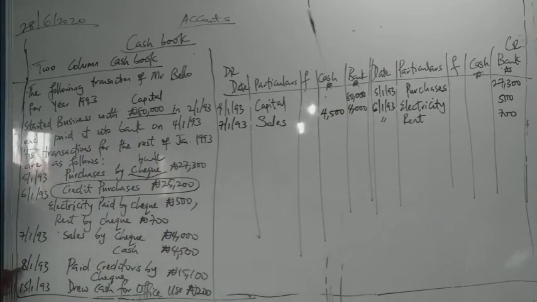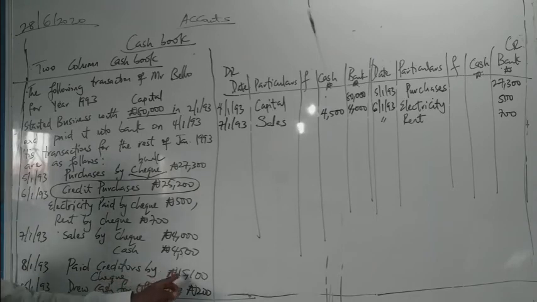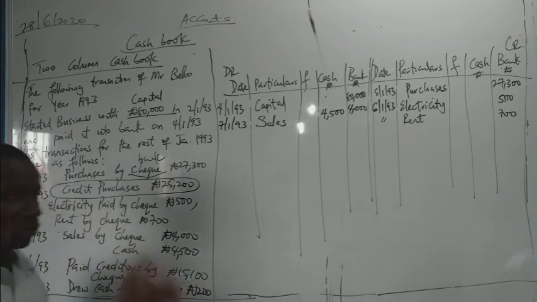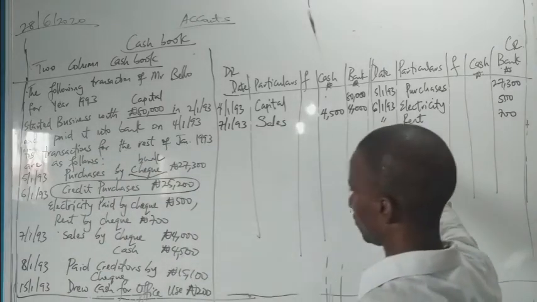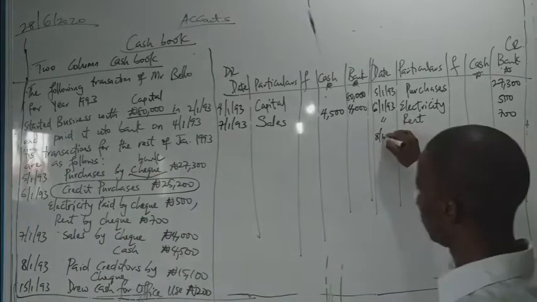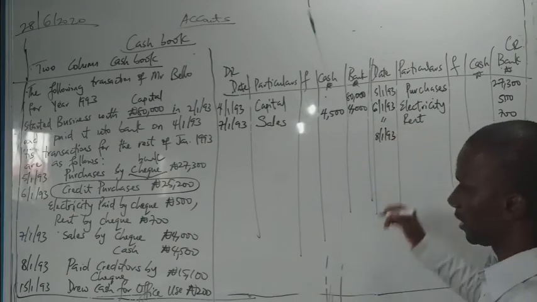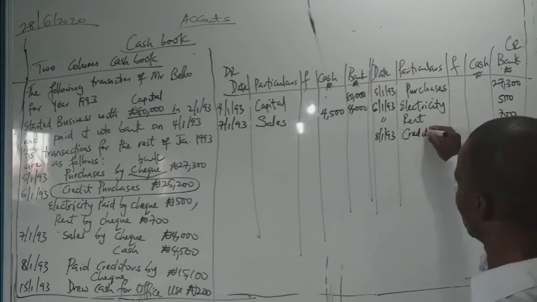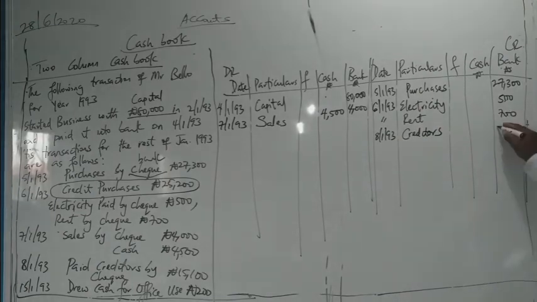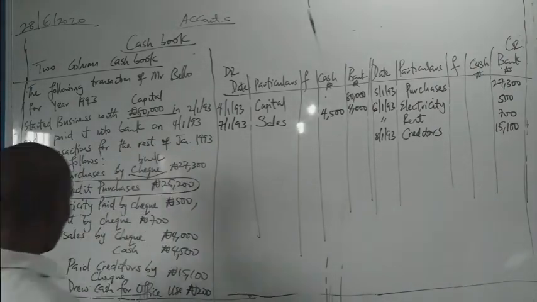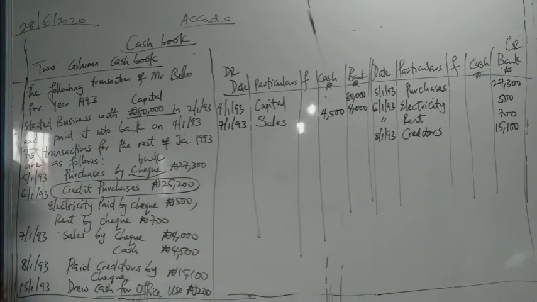4,500. On the 8th of January 1993, he paid creditors by check. How much? 15,100. Payment, money is going out. So we'll come to the 8th of January 1993. Creditors, that is by check, 15,100. Then on the 15th of January 1993, he drew cash for office use.